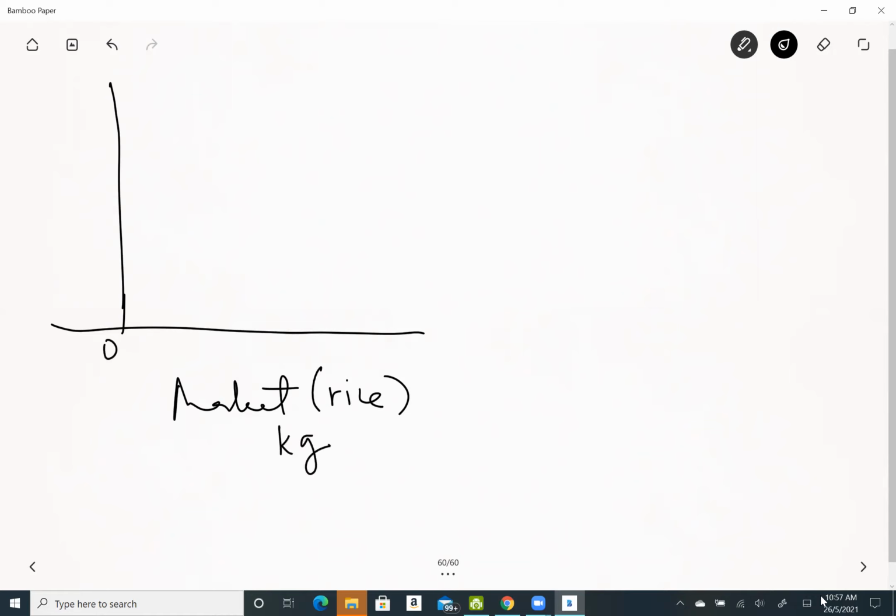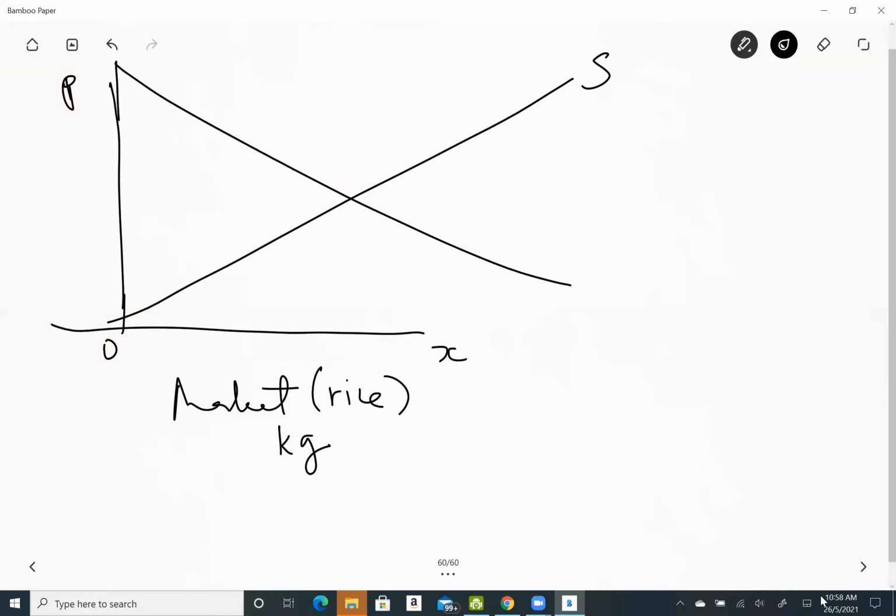So you have the quantity of the rice. We put it as X, and that is the price of rice. You call it P. Now the firm sells the rice through the supply function. That is the supply. And the consumers will demand the rice based on what? Based on the demand function.